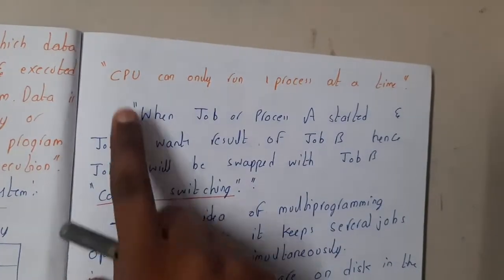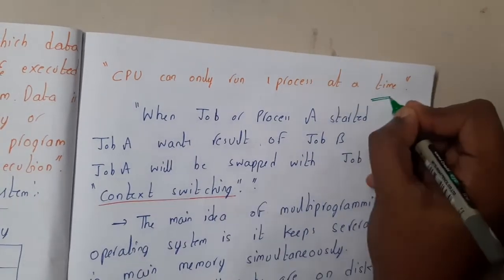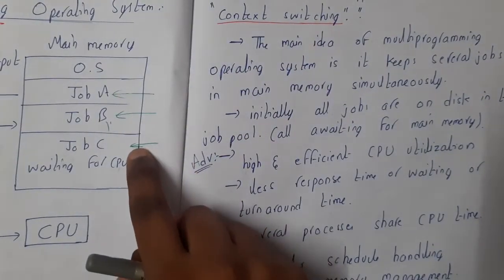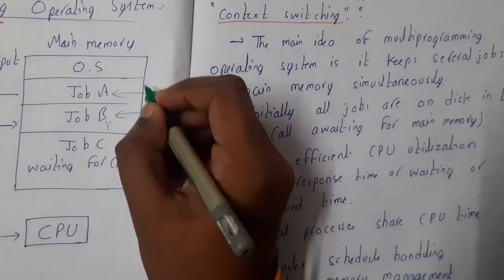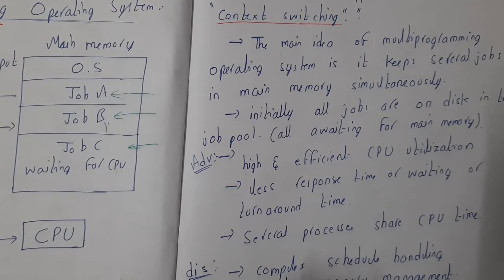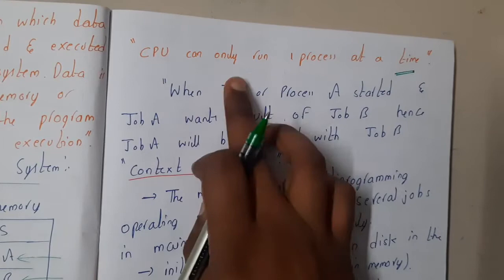Now let us start the theoretical discussion. I wrote it clearly: the CPU can run only one process at a time. To be clear, I am saying job A, job B, job C. These are individually called processes, guys. I'll be discussing the difference between process and program in our future lectures, so don't worry. I don't want to give everything in a single video. So let us continue.